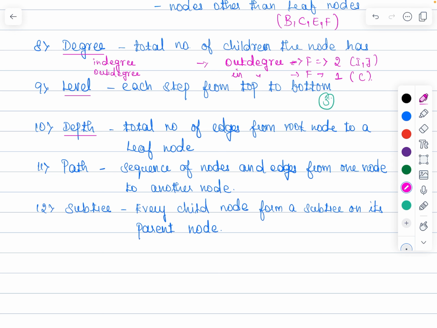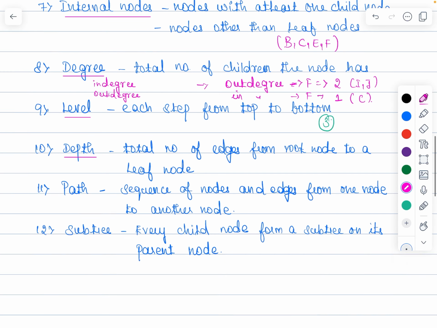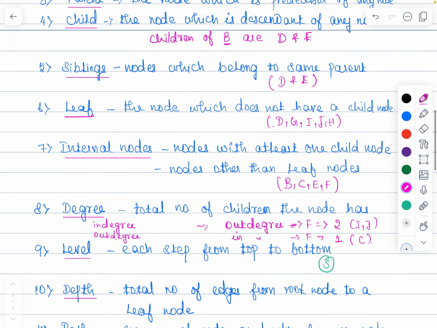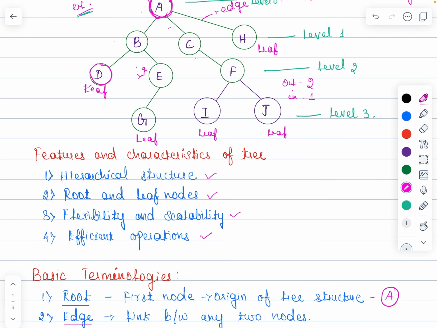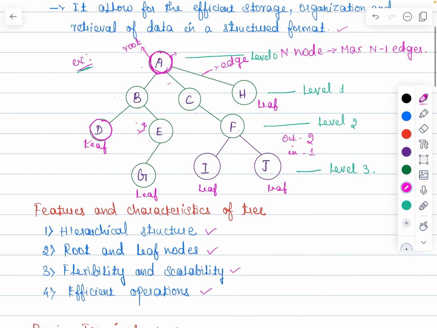In a tree, the total number of edges from the root node to a leaf node in the longest path is said to be the actual depth of the tree. So, in simple words, the highest depth of any leaf node from the root node is called the depth of the tree. Let us check the depth of the tree. The highest depth of any leaf node in a tree.